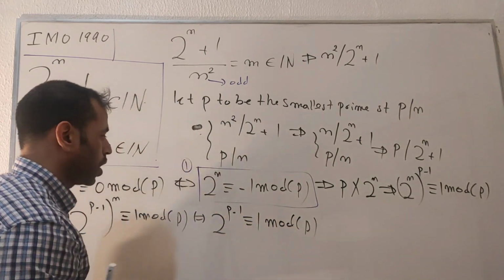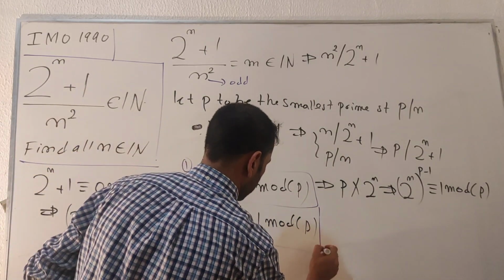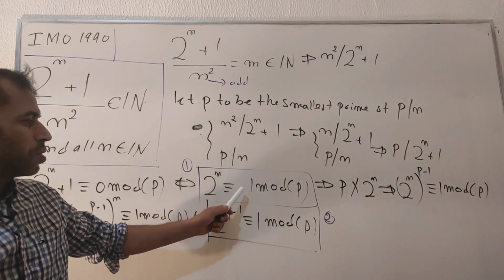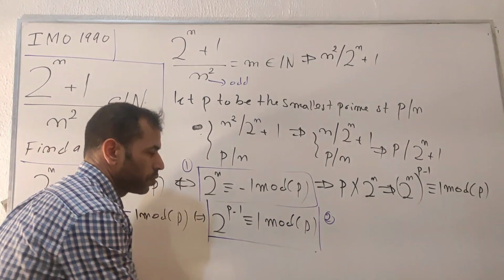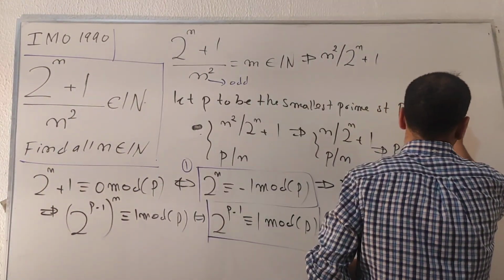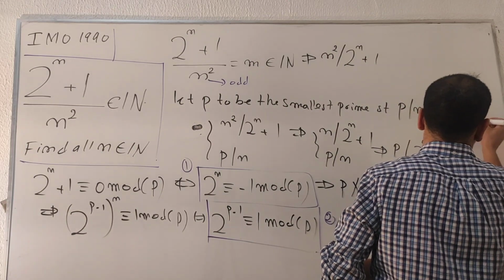Now we will have two facts here. This is fact number 2. So this statement number 2, this is statement number 1. Okay, P divides N, which means P minus 1 cannot divide N.